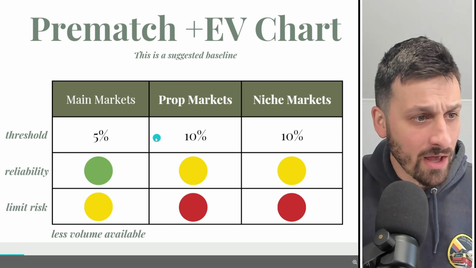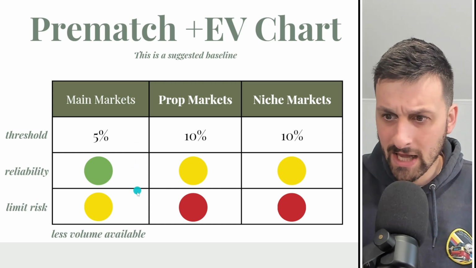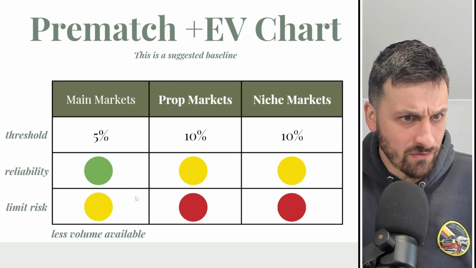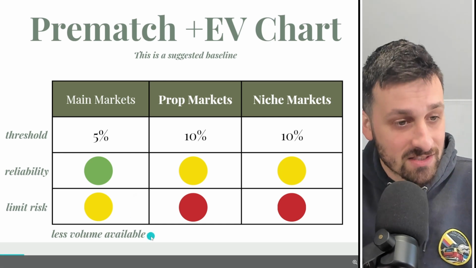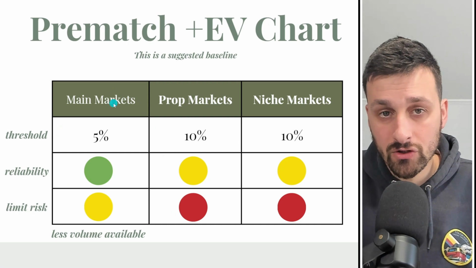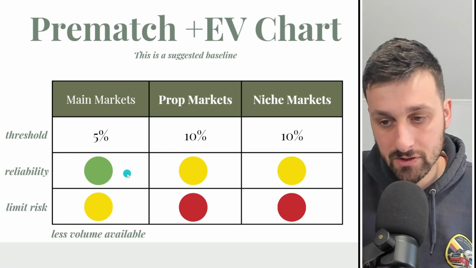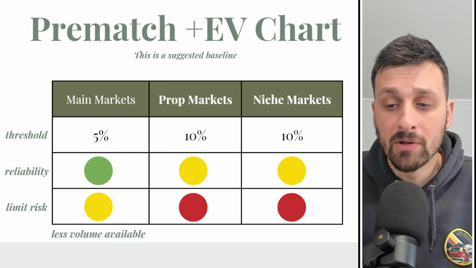So you may be saying, well, why don't I just stick to main markets? 5%, it's a lower threshold, it's more reliable, and there's less limit risk. Why wouldn't I just focus on that? Well, that would be great, but there's going to be less bets available to you. Like I said, this is the sharpest market, and so books are usually more accurate when it comes down to main markets.